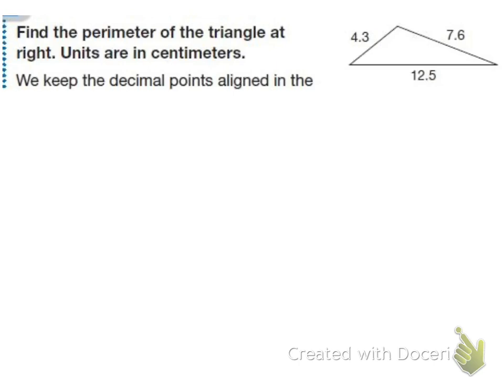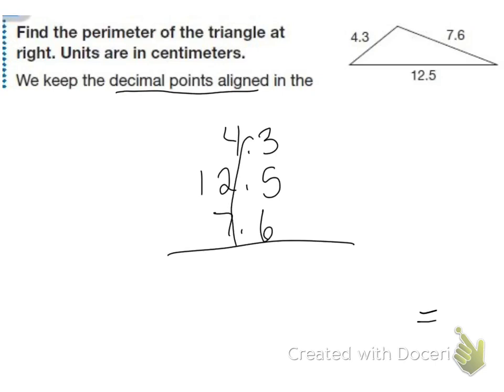So this problem says find the perimeter of the triangle at the right. Units are in centimeters. So I need to keep the decimal points aligned. So I'll have 4.3 plus 12.5 plus 7.6. Make sure those decimal points line up. Okay, so now we'll go ahead and add these together.